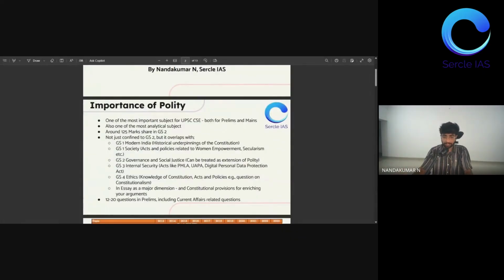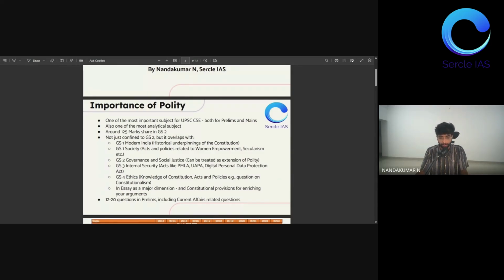First, let's discuss the importance of Indian polity. It is one of the most important subjects for UPSC CSE, both for prelims and mains. We just covered that. And it is also one of the most analytical subjects. Around 125 marks is the share in the GS2 paper, and it is not just confined to GS2.